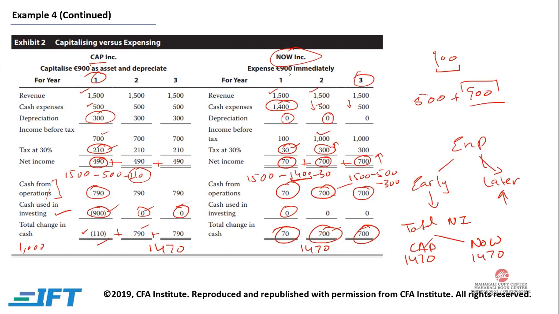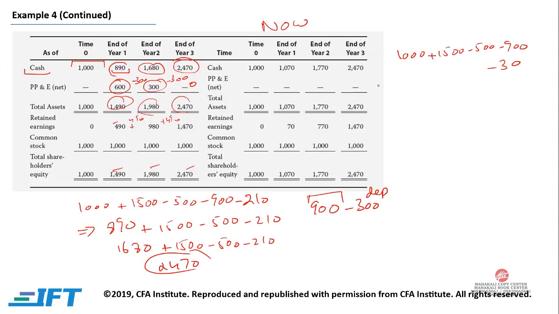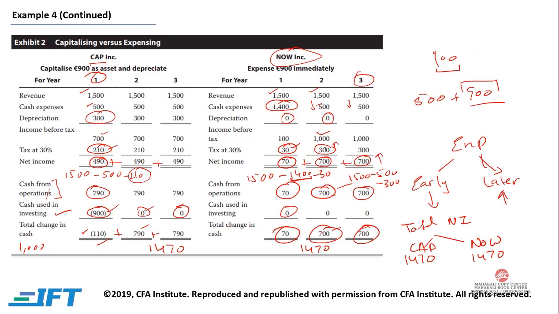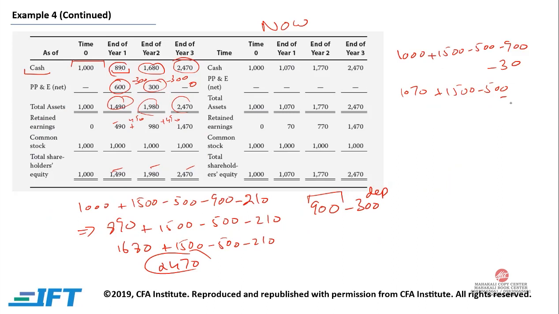because we are now considering that the 900 we are paying, we are paying it immediately as an expense or as cash flow from operations. So we have 1070 plus 1500 minus 500 minus, now the tax at the end of second year is 300, minus 300, we have 1770, and for year 3 it would be plus 1500 minus 500, and again tax over here is 300, so we have 2470. So in the end the cash flow again is the same.